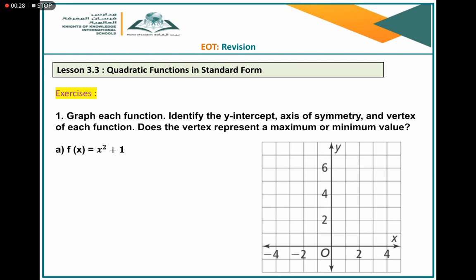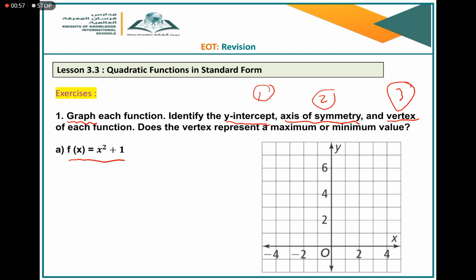Now in this question, my dear student, he asked me to graph this. How can I graph it, my dear student? To graph it, I need the y-intercept for this equation, the axis of symmetry, and the vertex. I can graph it and make it more accurate, but he asked me regarding three things here: 1, 2, and 3. Okay, graph it.